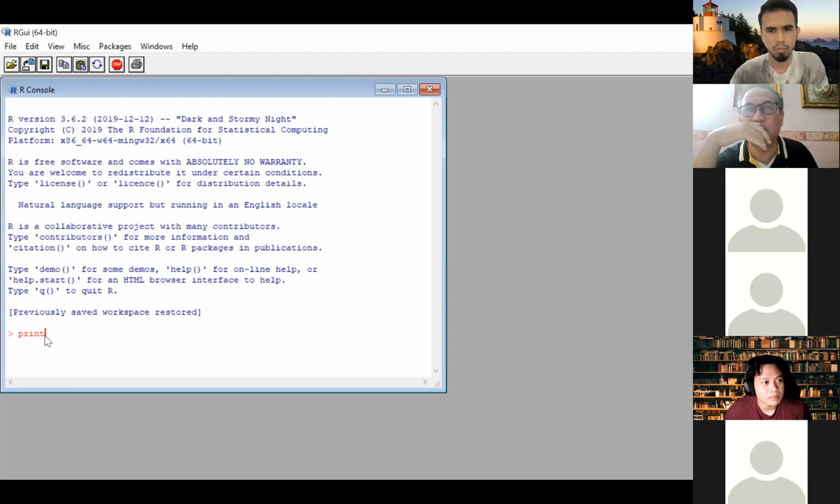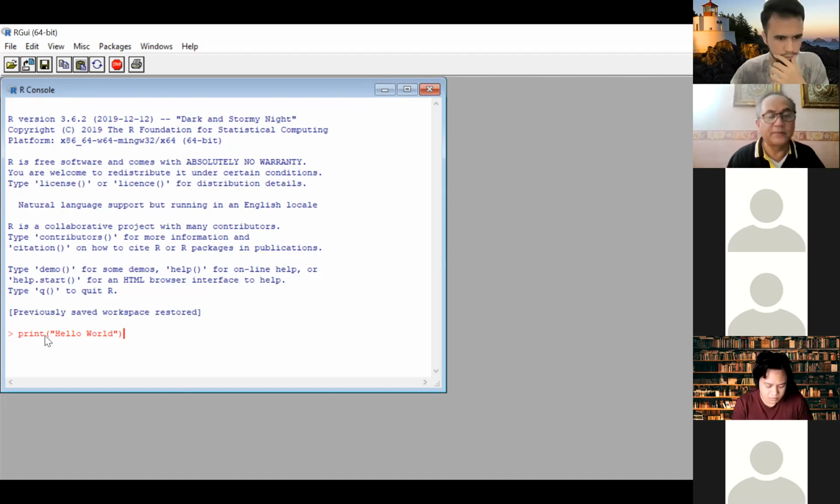For non-computer scientists, print is not print out into a printer. Print is actually to print back into the system. So you can just print something. You put it into brackets, hello world, close. Then this is an instruction that you give to the computer. When you send it, it prints hello world. Everybody can do it.